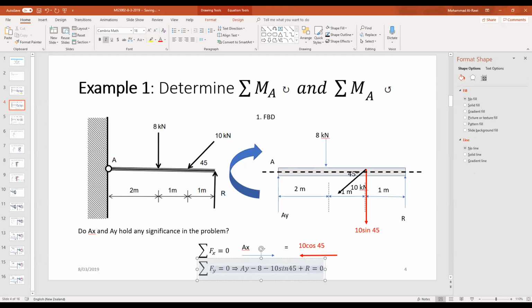equals 0. So from this, I will definitely have a value for AY, because we already found earlier the value for R, which is 9.3 kilonewtons. Therefore we can find the value for AY, the same way we found AX. So definitely, they are doing a lot of work, and we see it.